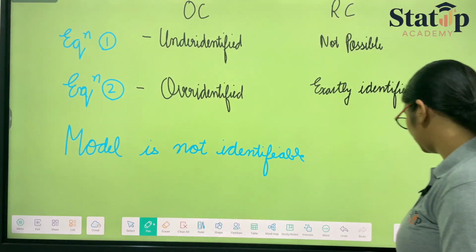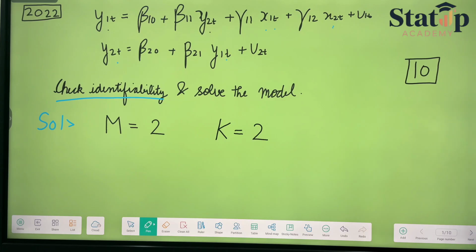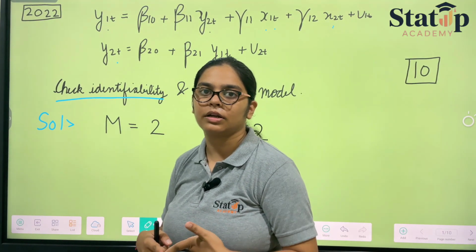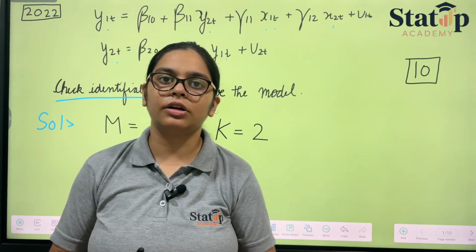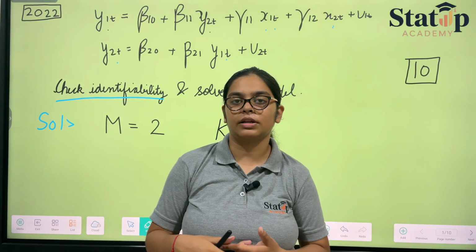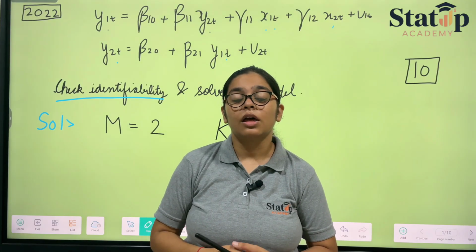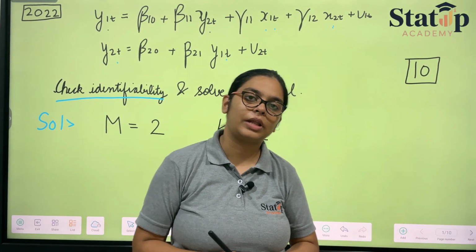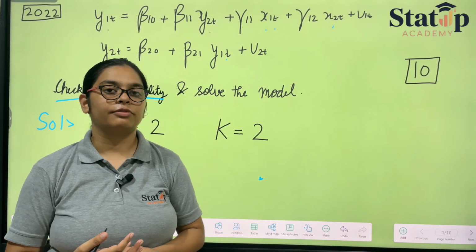Now they are saying to solve this question further. For solving this question, there are two methods: 2SLS, the two-stage least squares estimation method, and 3SLS, the three-stage least squares estimation method. We can use either of the two. But since we have not covered it yet, I am not teaching it in today's class. We will start with those two methods tomorrow.